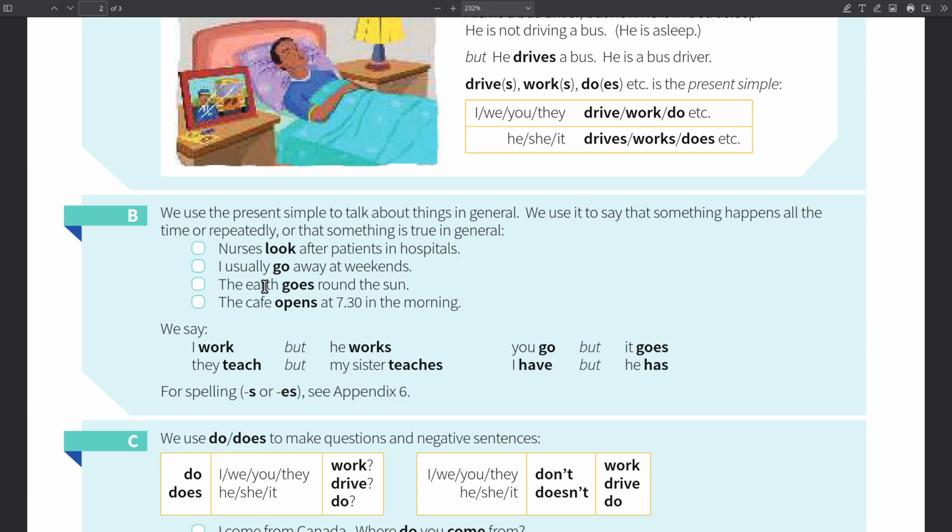The earth goes around the sun. Okay, so we are talking about something that is true. We can also use the simple present to talk about facts. Maybe this is not in the book, but that's something we can also use to talk about facts. For example, the earth goes around the sun.